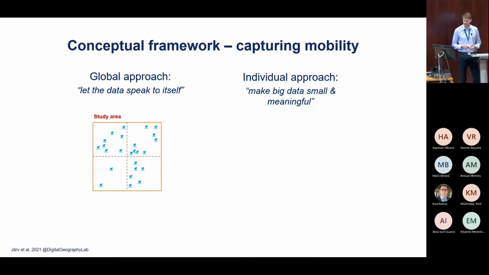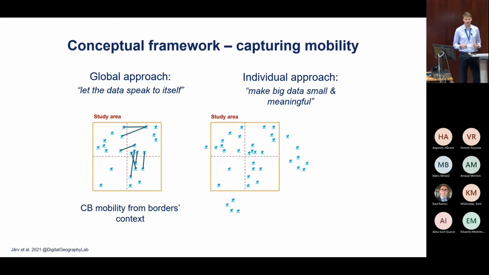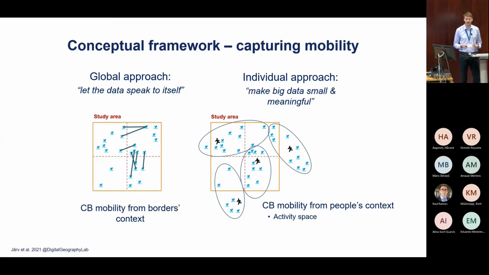So when capturing mobilities with the global approach, we can connect consecutive points of tweets or Facebook posts, and then capture the cross-border mobilities from the border context. Whereas in the individual approach, we can know the entire background of tweets or posts. We can capture the activity space of people, more or less capture their place of residence, and finally understand their mobilities better while reasoning about the context, having more enriched data.